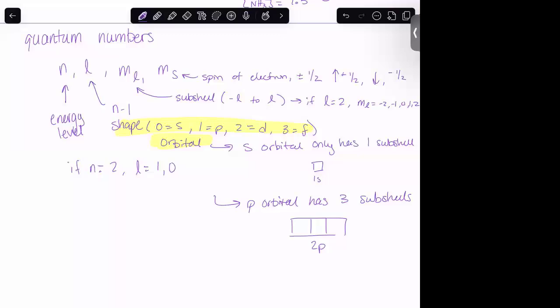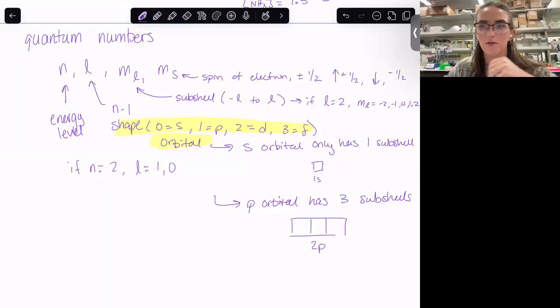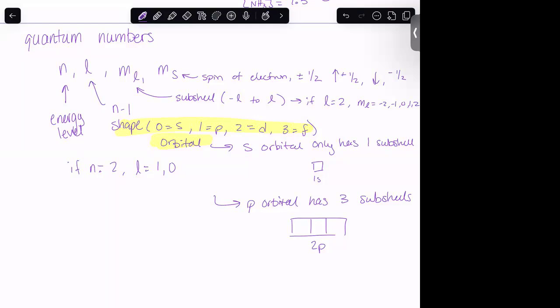Can I ask a question? Yep. The d orbitals have higher energy than the p orbitals. Is that correct? Say that one more time. Sorry, I'm walking. But the d orbitals, if your n is a higher number, doesn't that mean you have more energy in your orbitals?